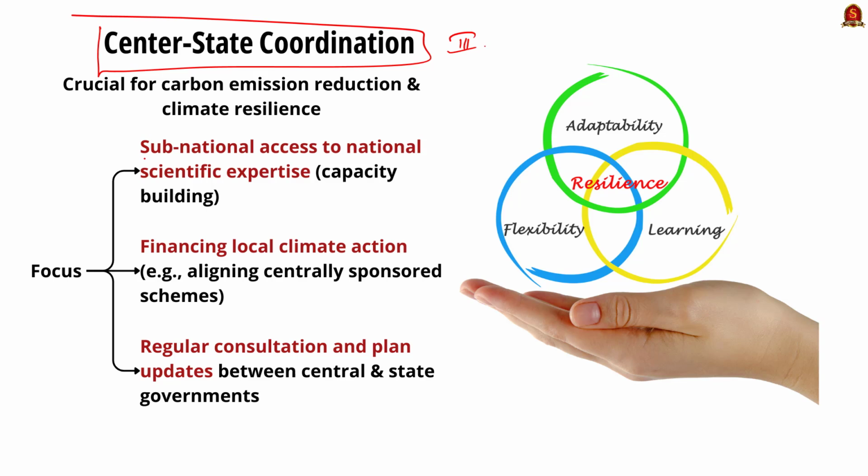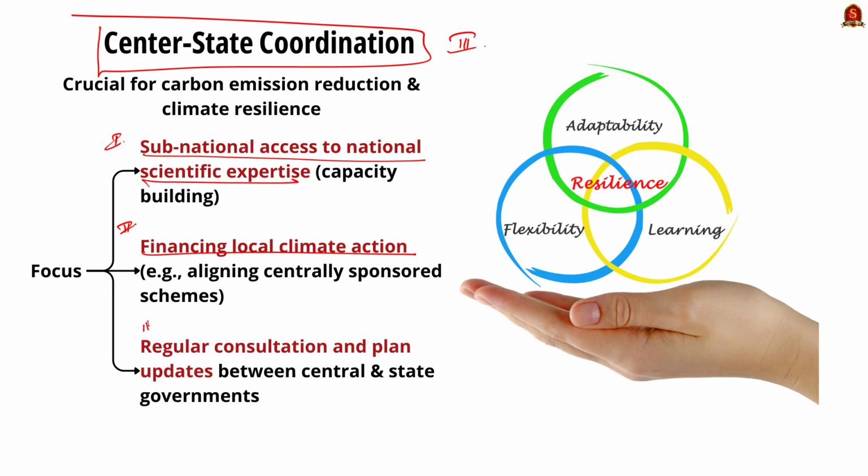Firstly, a channel for the subnational government to access the national specific capacity. This will build capacity at the local level. Secondly, articulating ways of financing local action. For example, like the article says, making the centrally sponsored schemes more aligned to climate actions.